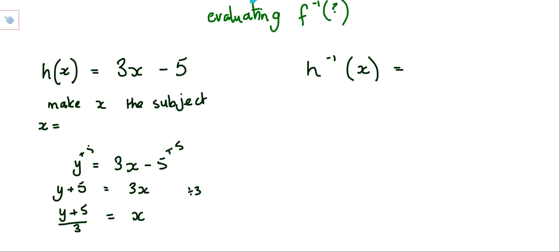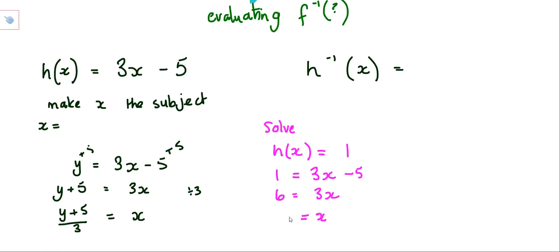So, for instance, just to hopefully make it real for you, if I were to say solve h of x equals 1, what would you have done? You'd have said 3x minus 5 equals 1. I've written it this way round because it's the same as your y equals. What do you do next? Add the 5, so you've got 6 is 3x. Then you divide by 3, so you get x equals 2.